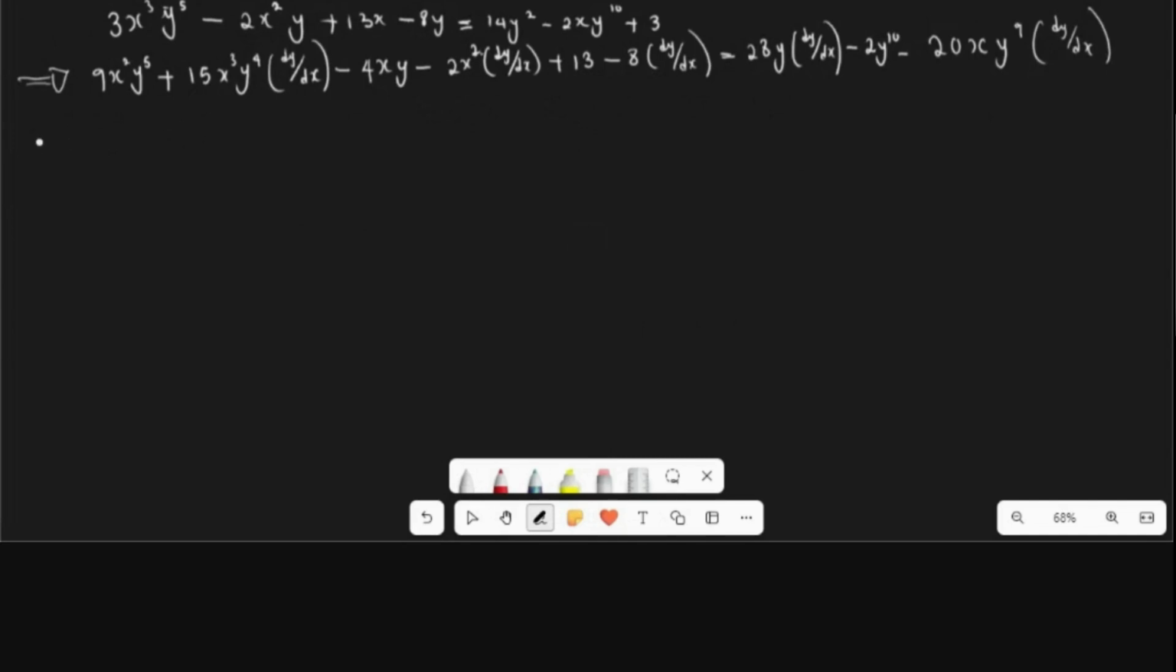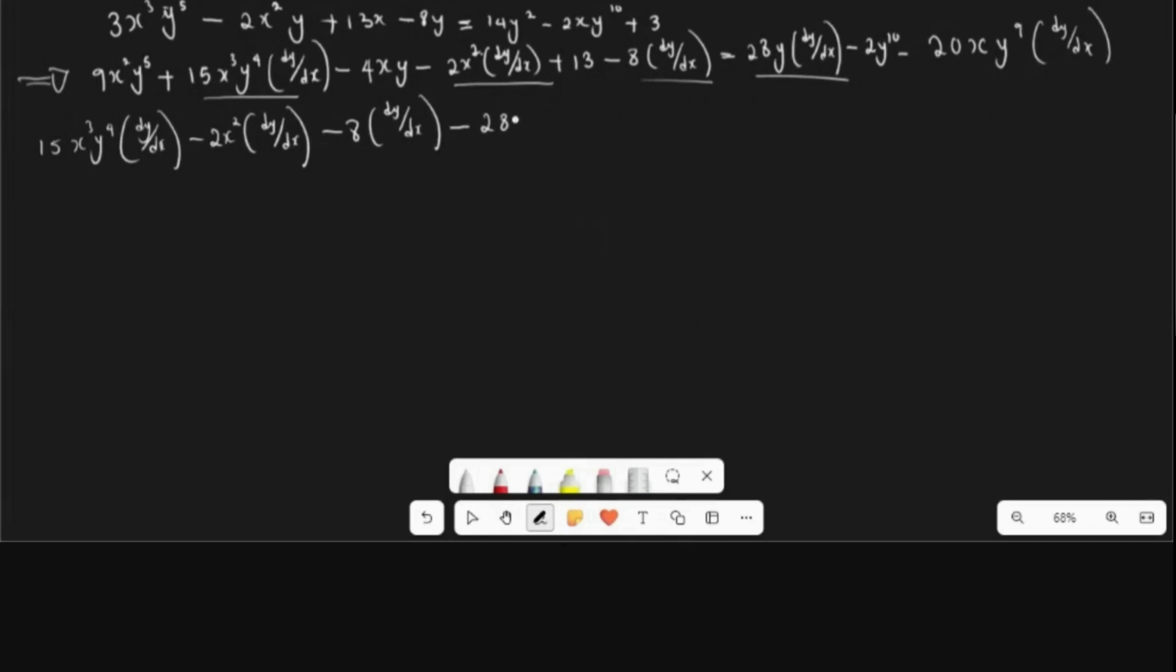So we have 15x cubed y to the power of 4, open the parenthesis, my dy over dx, close it up. And then I have, since I'm done with this, I take this one as well. Minus 2x squared, open a parenthesis, dy over dx, close. And then I have my minus 8, this one now, open a parenthesis, dy over dx, close. I take this one now, this is going to be minus now. Can you see that? So minus 28y, open a parenthesis, dy over dx, close.